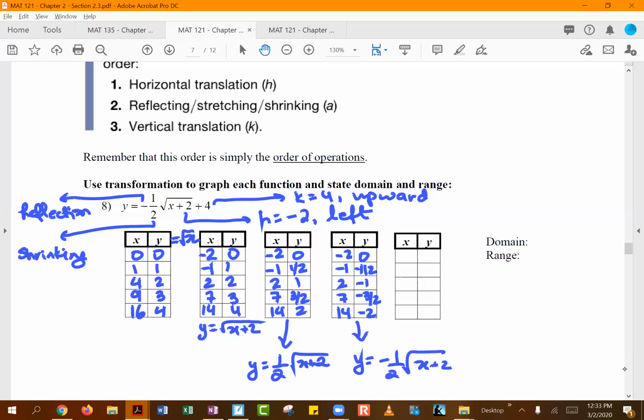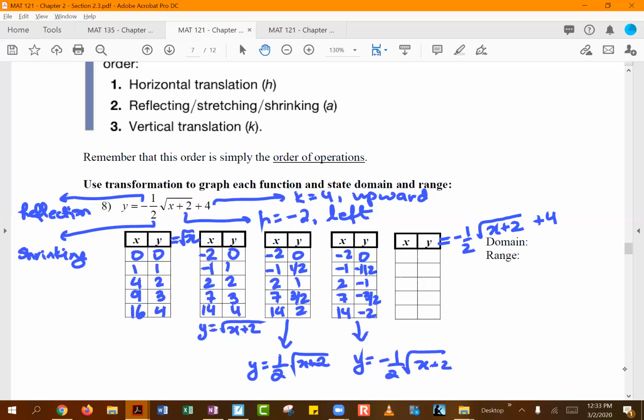Now, what's the last transformation we have to talk about? The k value. Very nice. So this is where we're bringing in the entire function now. So that's negative 1/2 square root of x plus 2. We've got this so far. And then the very last thing is add 4. Or just add 4 to the y values? Very nice. So x will stay the same. Take all of these y values from your fourth table and add 4 to it to get this last column.